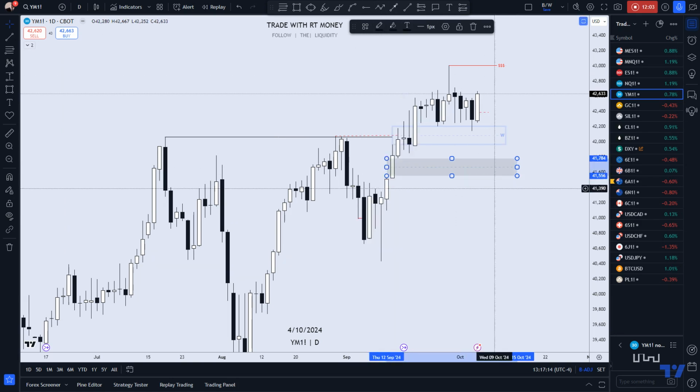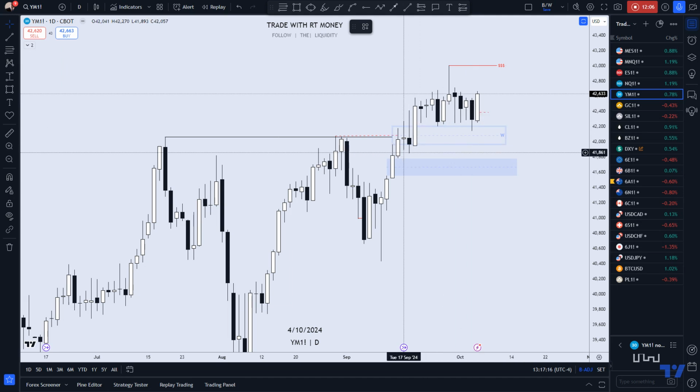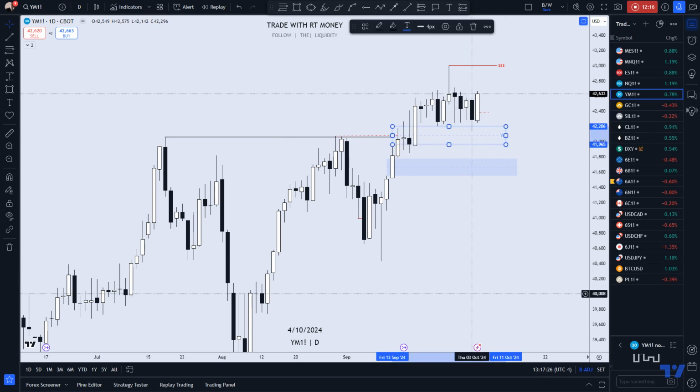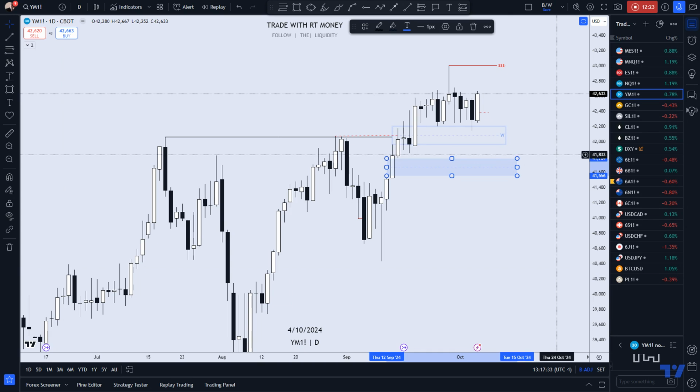That gives me the daylight that I like to look for. There's no daylight here. There's no daylight on this breakout. So if price does start giving me closes down below 42,000, I'm looking for it to bounce here. I'll be looking for it to bounce here.